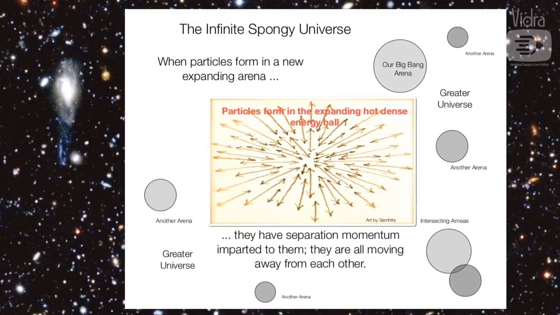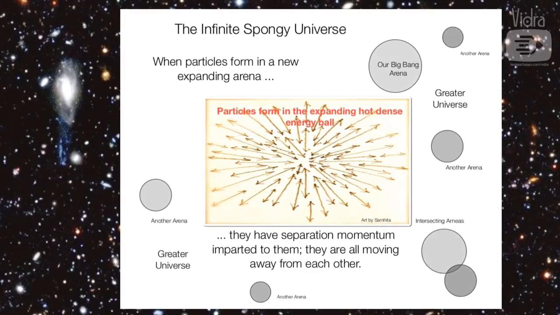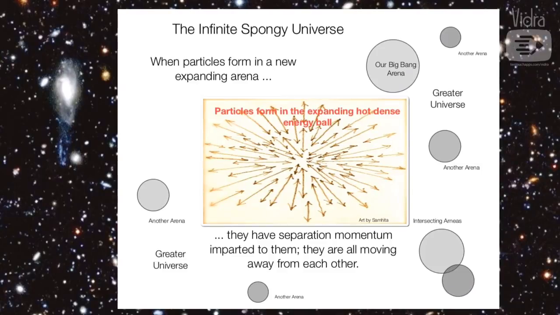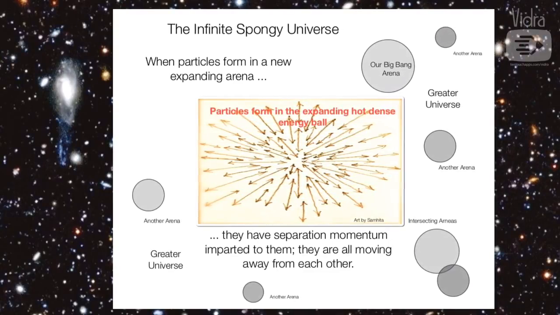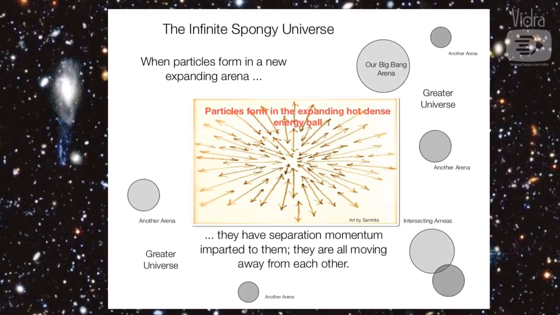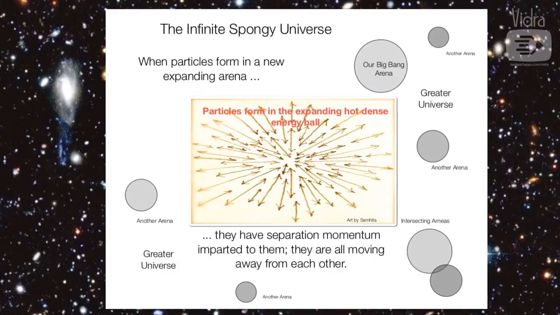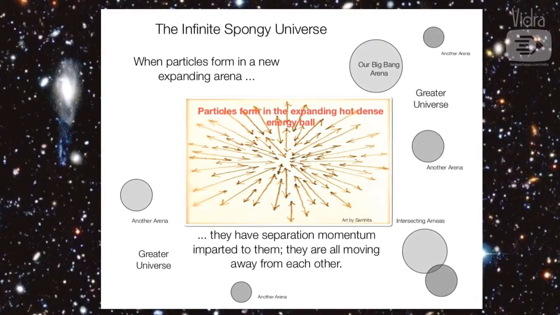During that rapid expansion, particles form out of the wave energy of the hot, dense Big Bang ball of energy and are imparted with separation momentum. As a result, as they form, particles are moving away from each other across the entire arena.